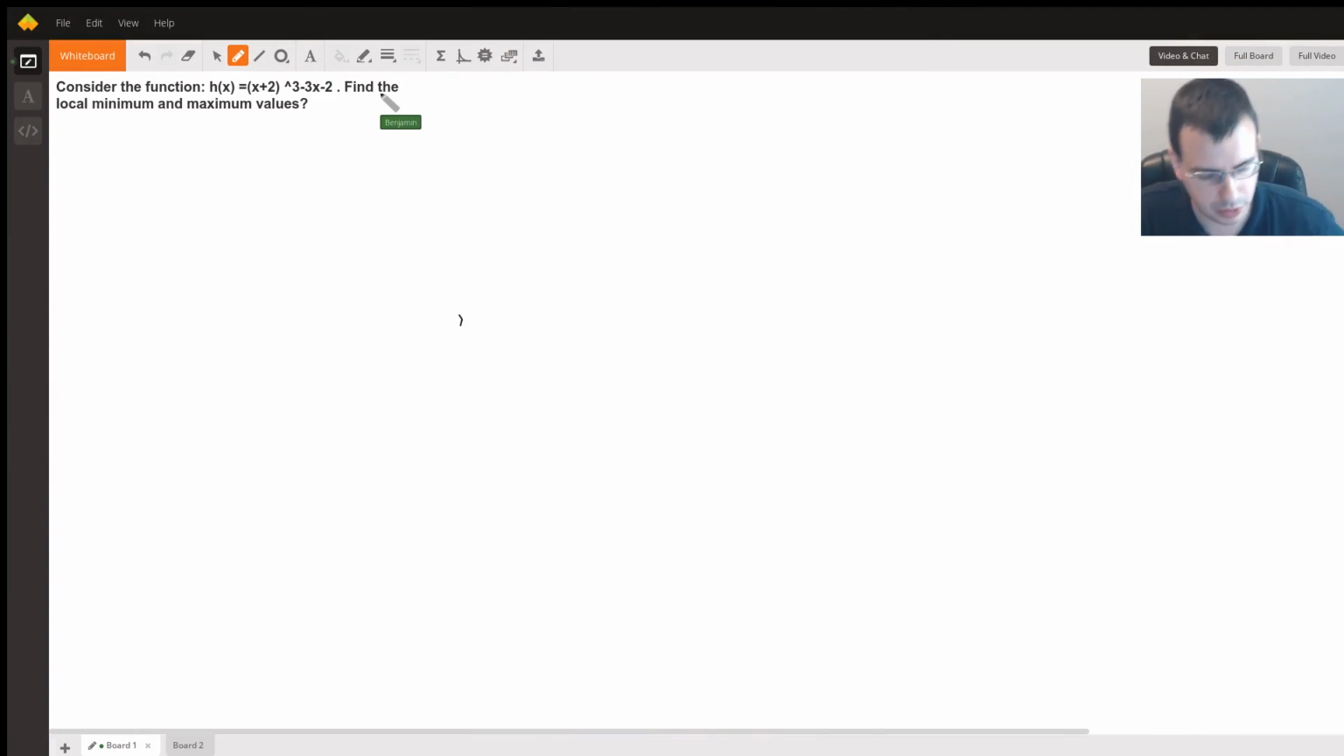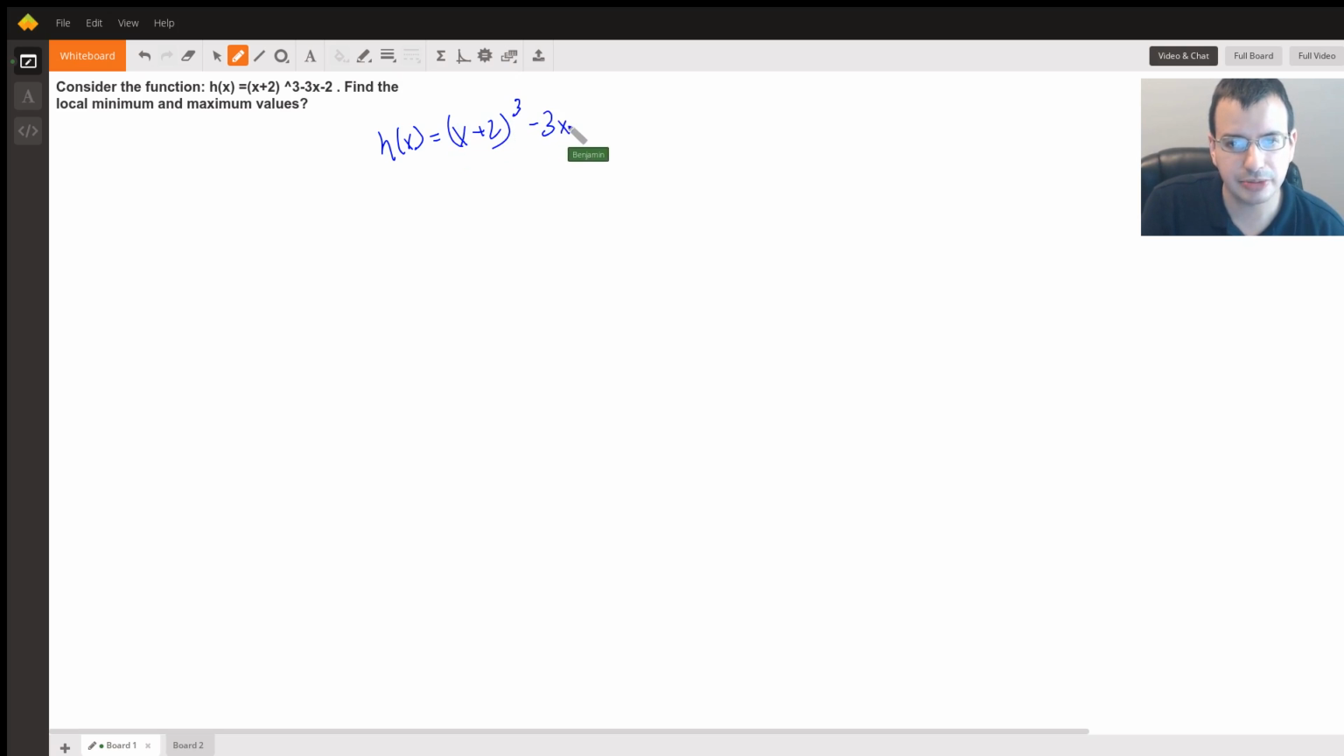Okay, so today we have, let's see, consider the function h of x equals (x plus 2) to the third minus 3x minus 2. Find any local minimum and maximum values. Okay, so this is a max-min problem. So I'll rewrite it just for clarity: h of x equals (x plus 2) cubed minus 3x minus 2.